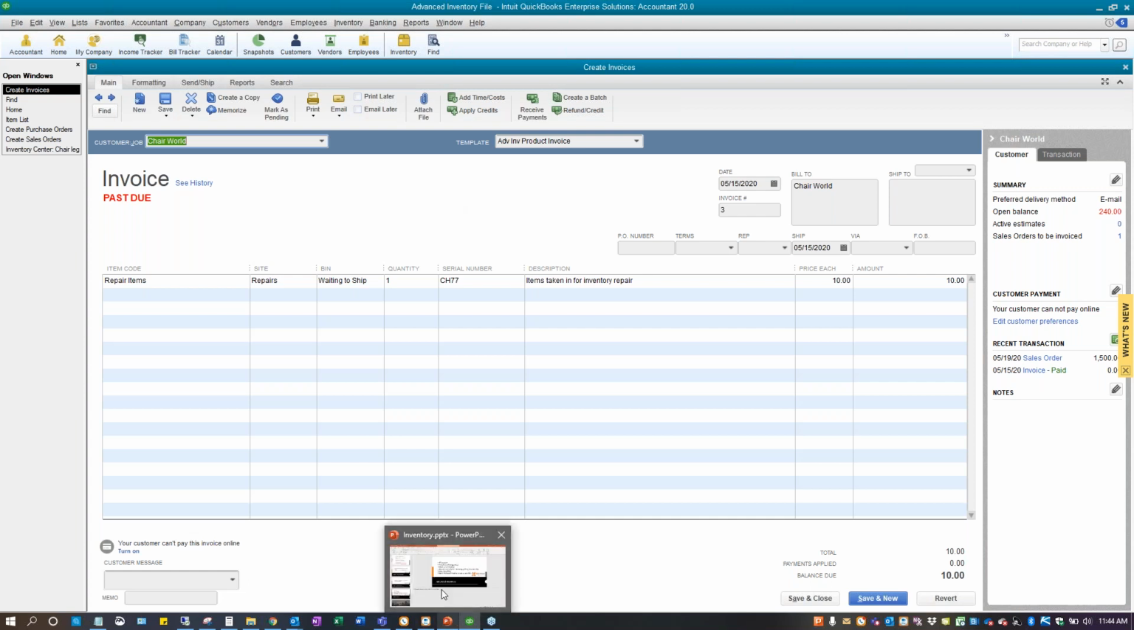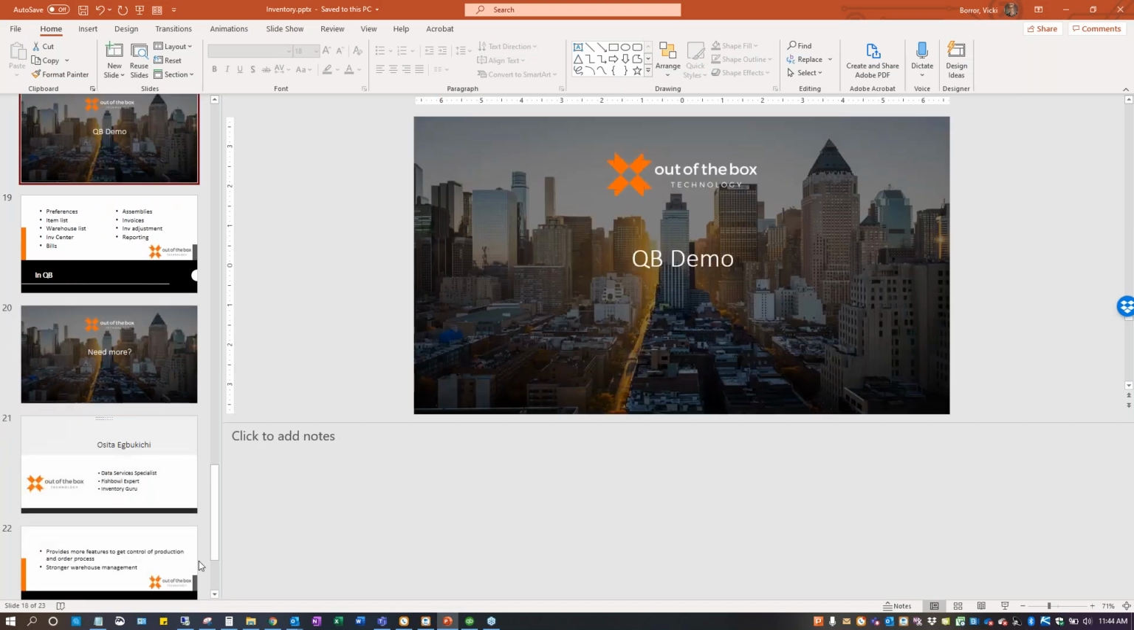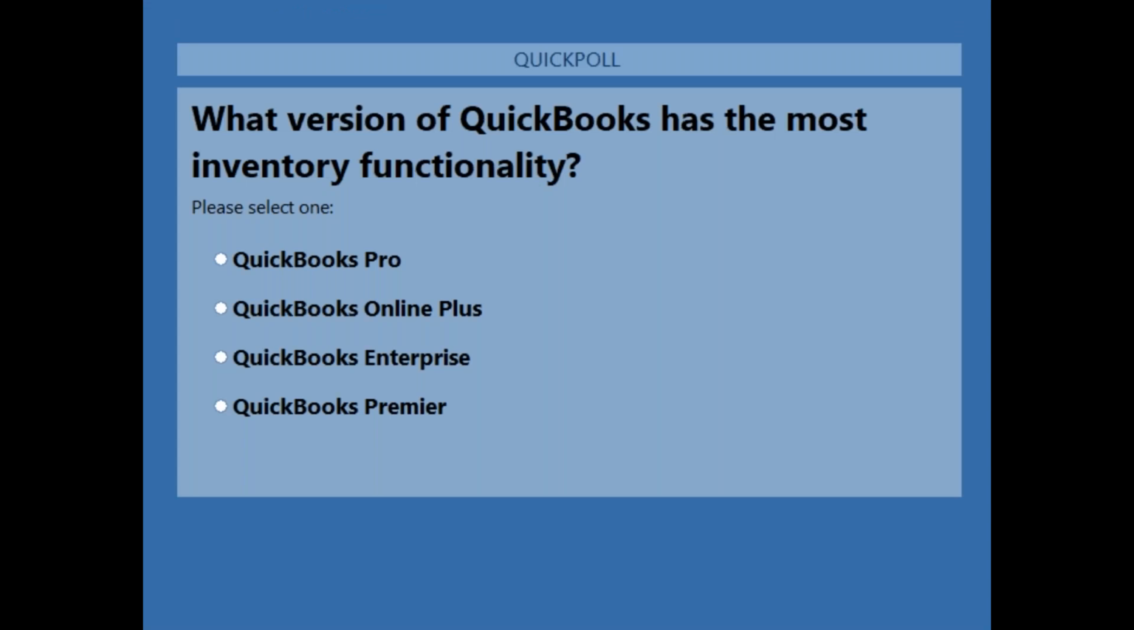Excellent. Thank you so much. So I will run the next poll. And this question is, what version of QuickBooks has the most inventory functionality? There's Pro, Online Plus, Enterprise, or Premier. So go ahead and click in your answer for this poll question, and then we will hand it over to Osita. I'm really excited to hear his little explanation about Fishbowl inventory.